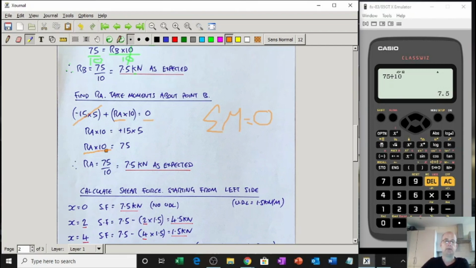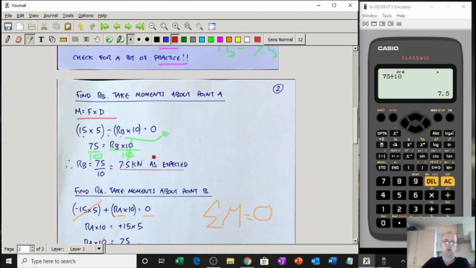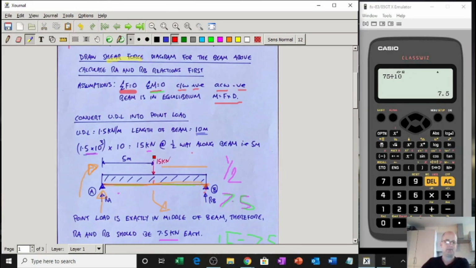Divide both sides by 10, just to get rid of that, that's what we're doing. So that 10 goes, 75 divided by 10, so RA is 75 divided by 10, which gives me 7.5 kilonewtons as expected. Don't forget the K. So we sort of knew that anyway, because we had 15 coming down smack bang in the middle. So both are going to be 7.5.